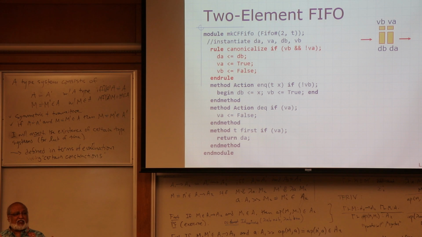Right. So it's saying if there is something in VA, in the A slot, and nothing in the B slot, then please move it. Right? So as long as VB has something and VA has nothing, then DB gets to DA, VA is true, VB is false.